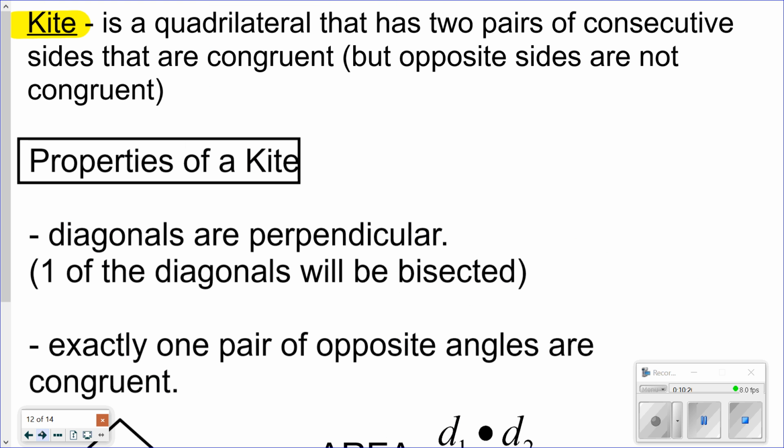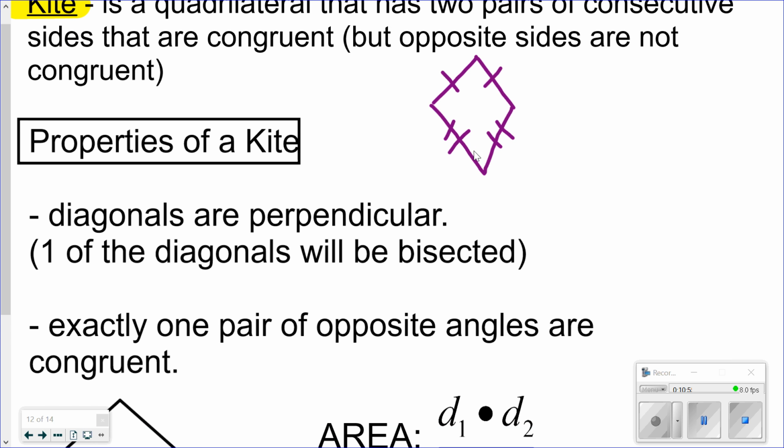Next, we're going to talk about a kite. A kite is a quadrilateral that has two pairs of consecutive sides that are congruent, but the opposite sides are not congruent. When you think of a kite, think of the one that you fly in the air. So it looks like this. The consecutive sides are congruent, meaning that this side and this side are congruent, and these two sides here would be congruent. Notice that the opposite sides of a kite are not congruent. That's what we're used to with the parallelograms. So that means a kite is not a parallelogram.